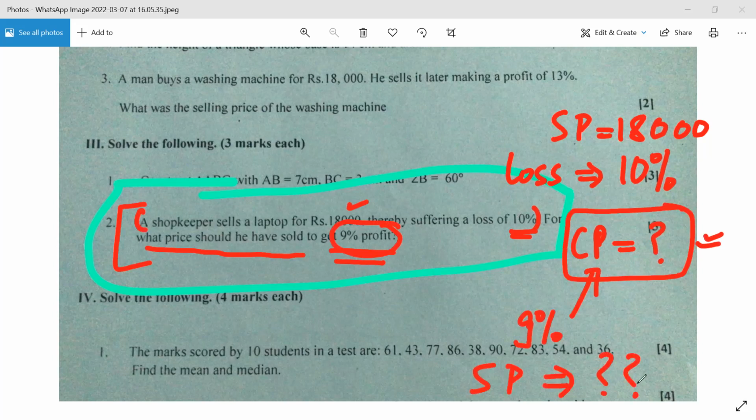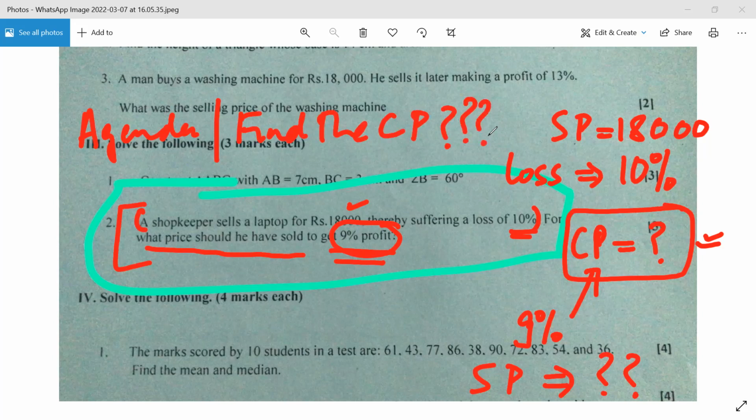Yes, sir. So our agenda is to find the cost price. Have you understood till here? Yes, sir. So once I am able to get the cost price, then my life becomes easier. Because whatever cost price I have, then I will put the profit and I will find the selling price. So I hope till here it should be fine. Okay. Yes, sir.